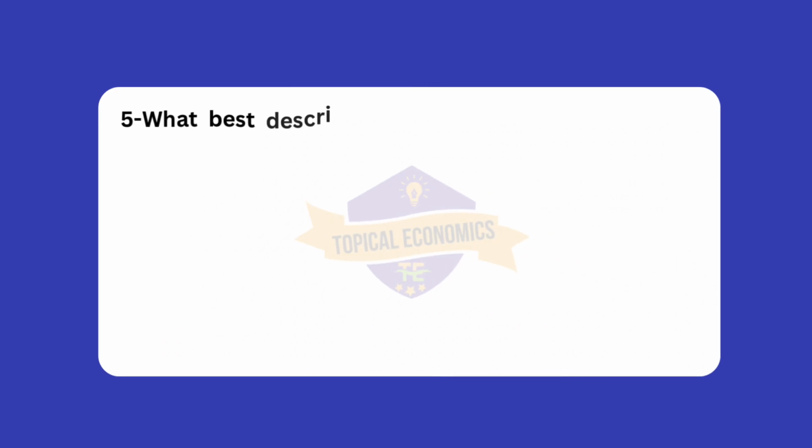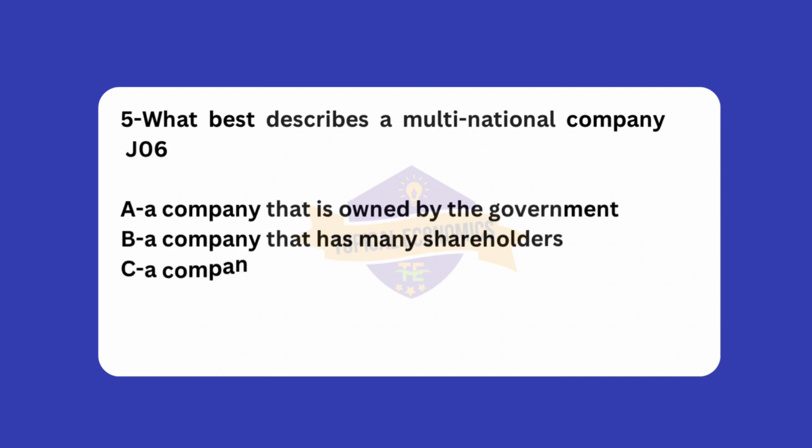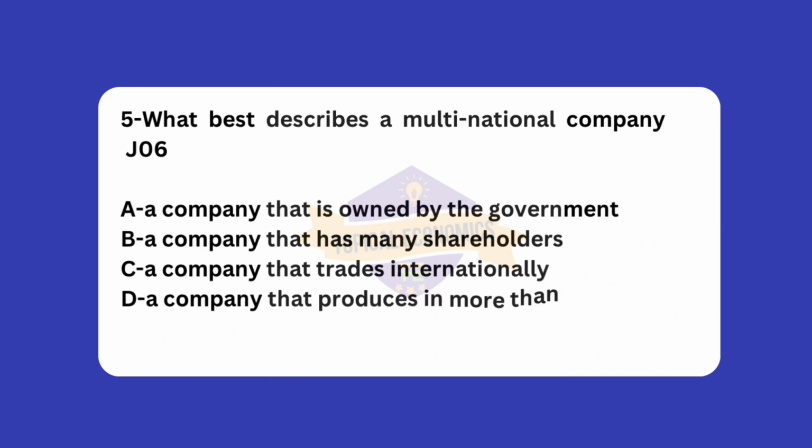Coming to the fifth question, what best describes a multinational company? Option A, a company that is owned by government. Option B, a company that has many shareholders. Option C, a company that trades internationally. And option D, a company that produces in more than one country.